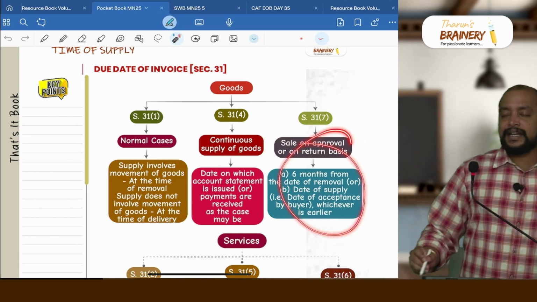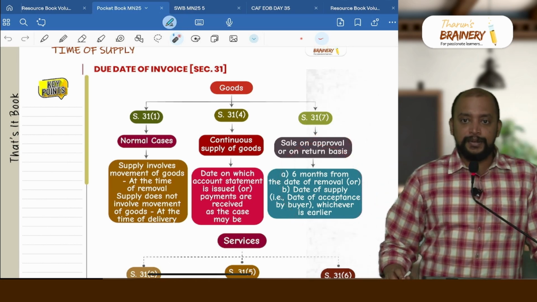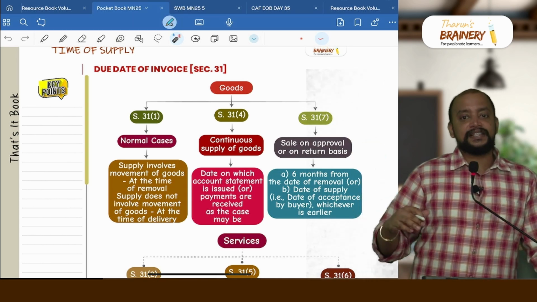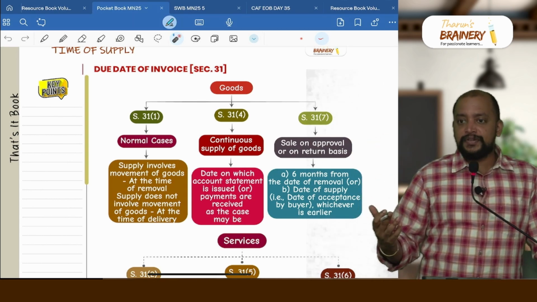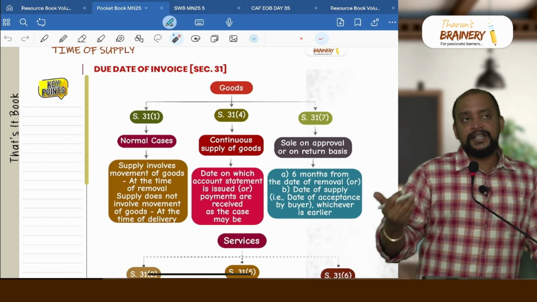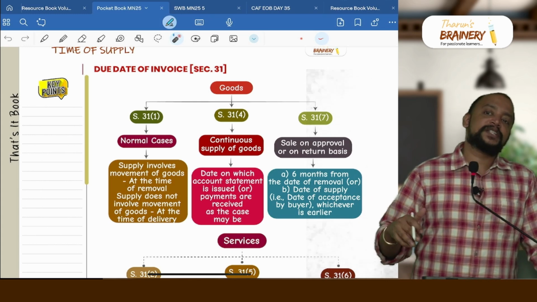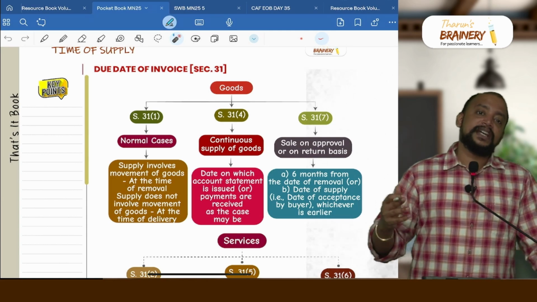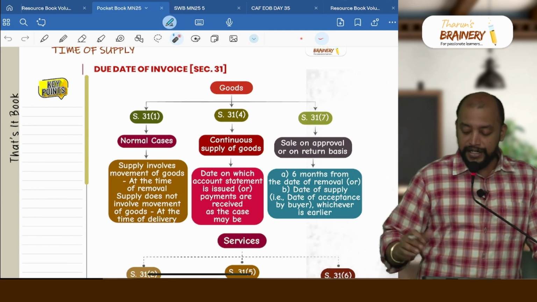In case of sale on approval or on return basis, 6 months from the date of removal. If the recipient accepts, then that date. So therefore 6 months from the date of removal or date of acceptance by recipient, whichever is earlier. Within 6 months, if the recipient is not accepting, on expiry of 6 months it is deemed that the recipient will accept, so we will raise the invoice. Thereafter if he returns, we need to issue a credit note.